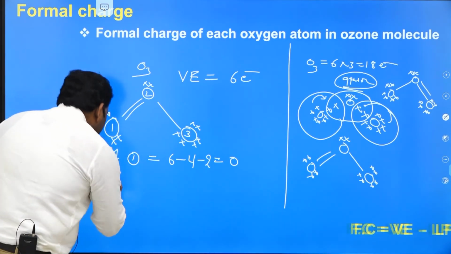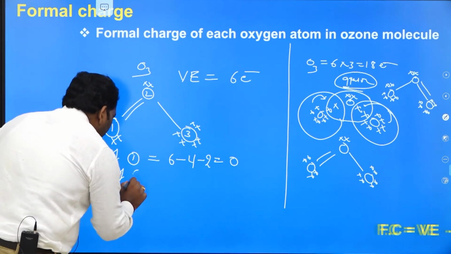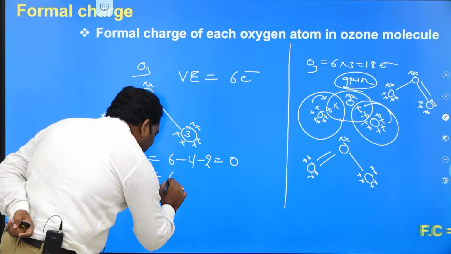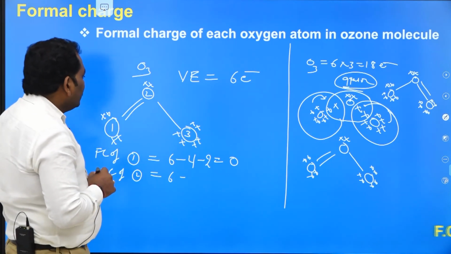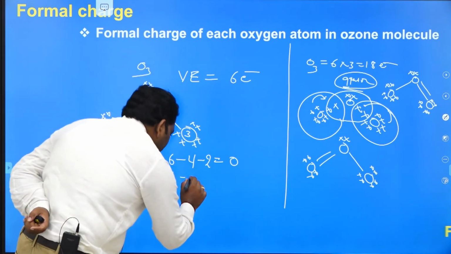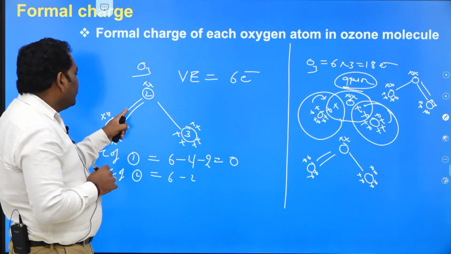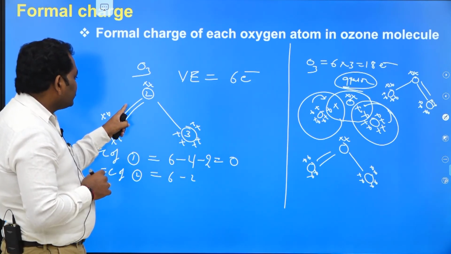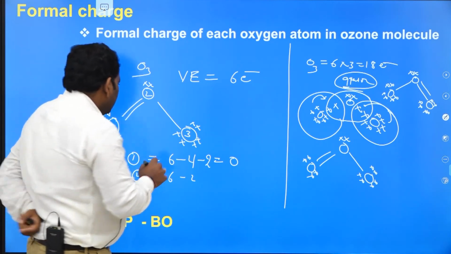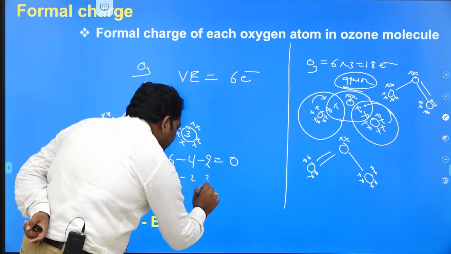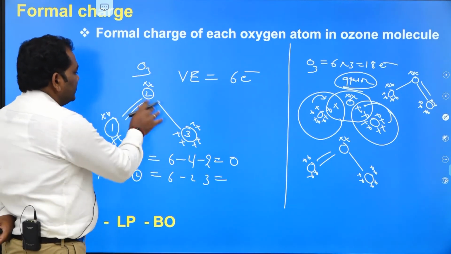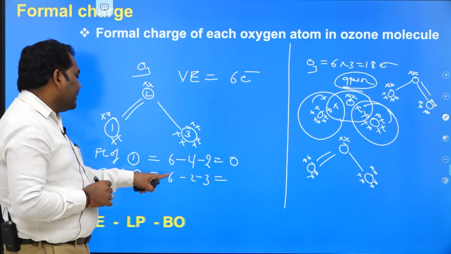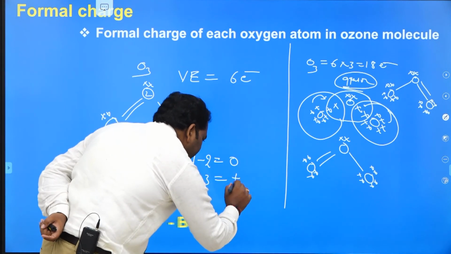Similarly, the formal charge Fc of the second oxygen: the number of valence electrons is 6, the number of lone pair electrons is 2, and the total number of bonds present is 3. So 6 minus 2 minus 3 is equal to plus 1.